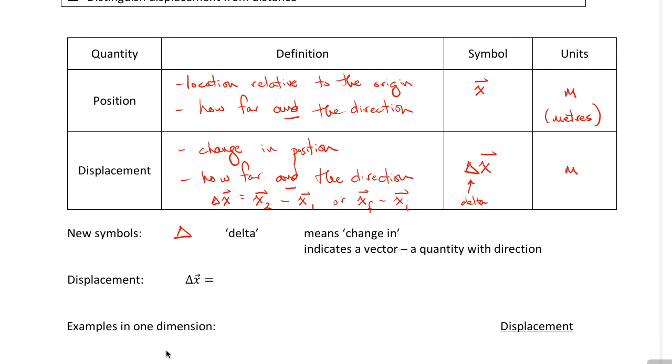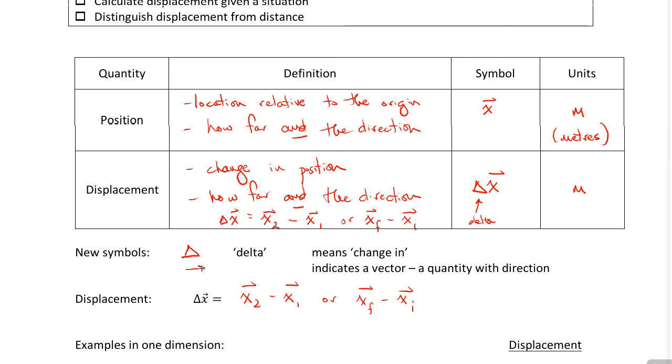Again, displacement, just to give you the full definition down here, delta x is equal to x2 minus x1, or x final minus x initial. Position 2 minus position 1, or final position minus initial position. And that little arrow that we've been putting on top of the x indicates a vector. That's something that has both a quantity and a direction, and we'll learn more about those in a future lesson. But anytime you see that little arrow, it means the thing underneath it is a vector, something that has a direction as well.